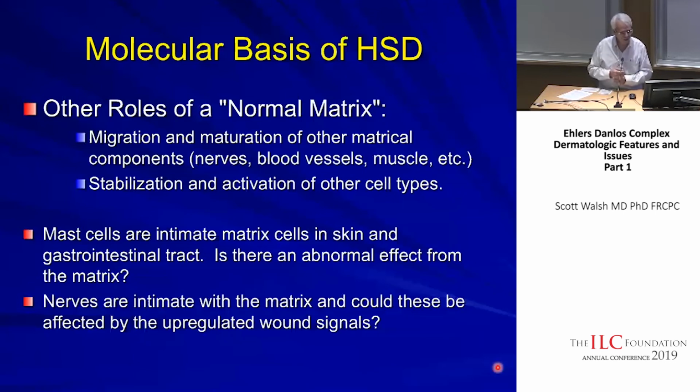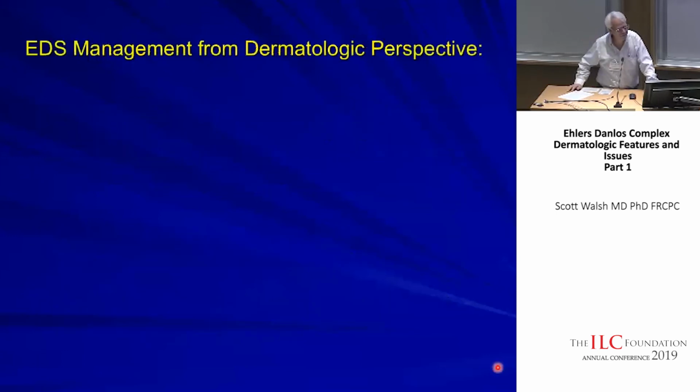So in hypermobile spectrum disorder, you can have people from dermatographism and flushing, right through to people who meet the features of mast cell activation syndrome with recurrent anaphylaxis. Second thing is that nerves are intimate with the matrix. And so we see small fiber neuropathy very common in this group. And so is an abnormal matrix inhibiting proper development of nerves? So this is something that this group has been looking at.